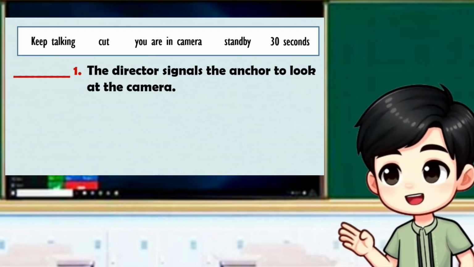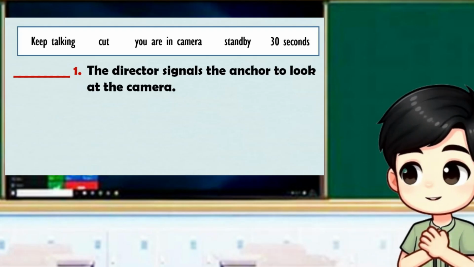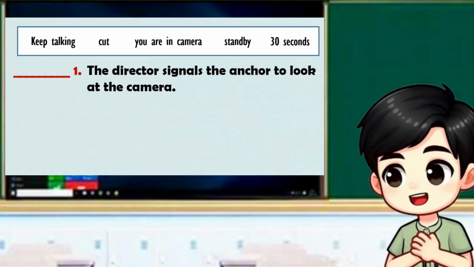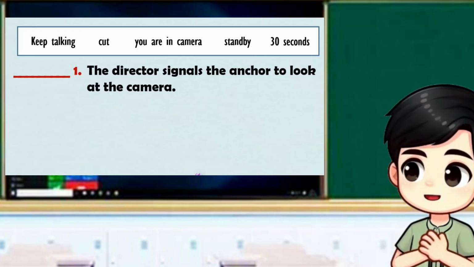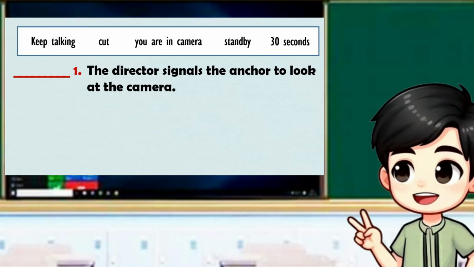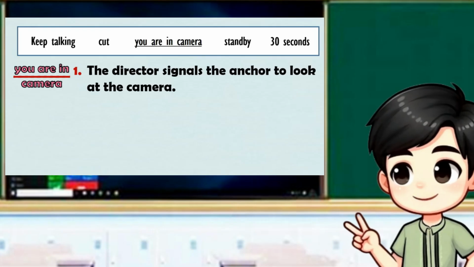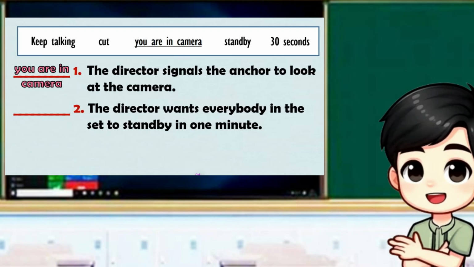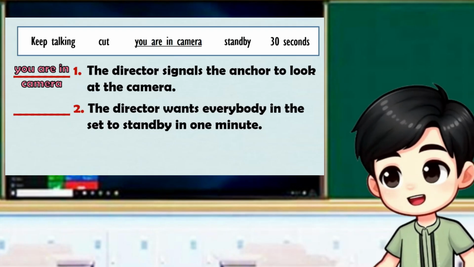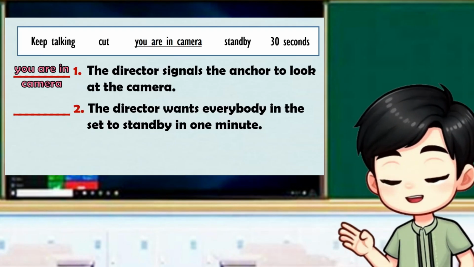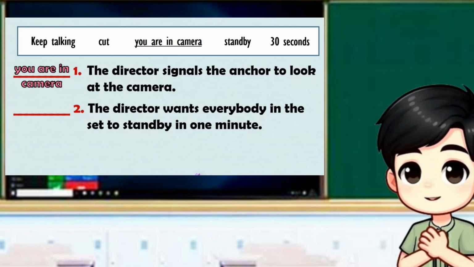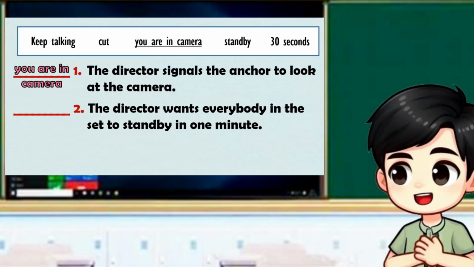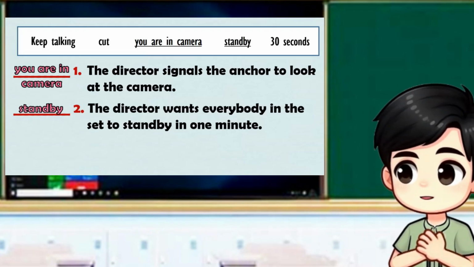Number 1. The director signals the anchor to look at the camera. What is the appropriate cue for this situation? Very good. The answer is, you are in camera. Number 2. The director wants everybody in the set to stand by in 1 minute. What is the appropriate cue for this situation? Very good. The answer is, stand by.